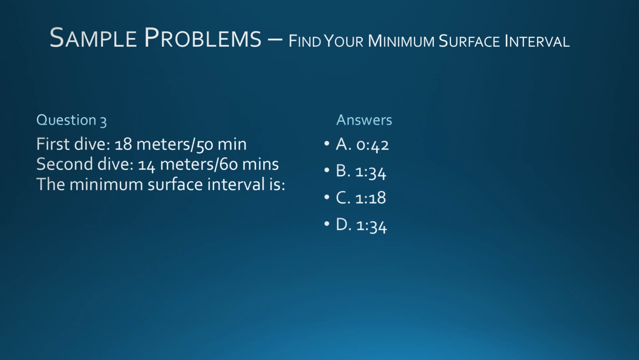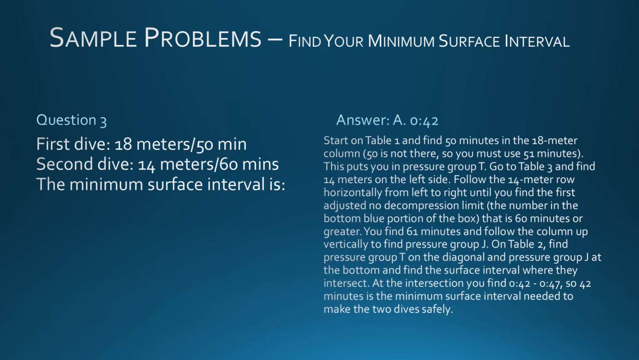Question 3. Our first dive is 18 meters for 50 minutes. Our second dive is 14 meters for 60 minutes. The minimum surface interval is? The answer is A, 42 minutes. Start on Table 1 and find 50 minutes in the 18-meter column. 50 is not there, so you must use 51 minutes. This puts you in pressure group T.